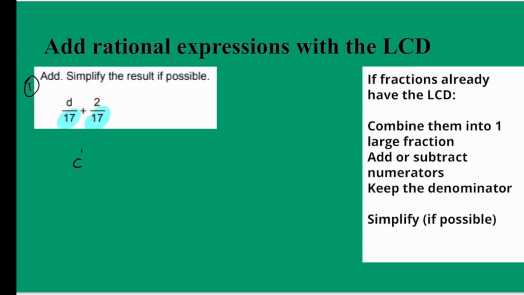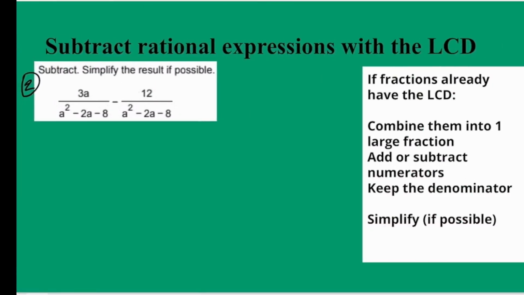So we could take that first numerator, we are adding that second numerator, and we can write that as one big fraction like this. D plus 2 are not like terms. You can't do anything there. That's your answer. One large fraction.